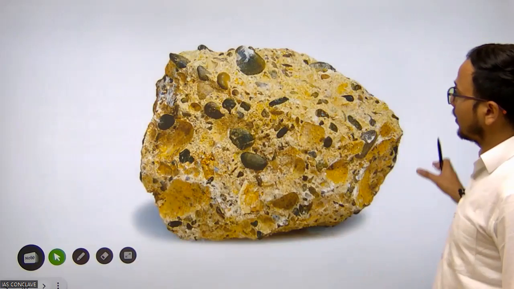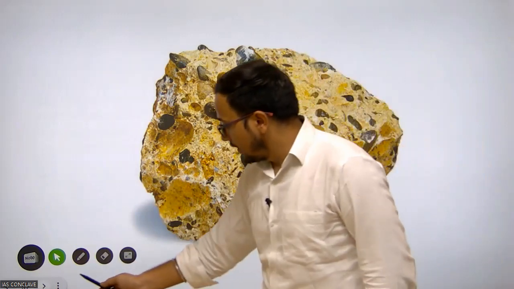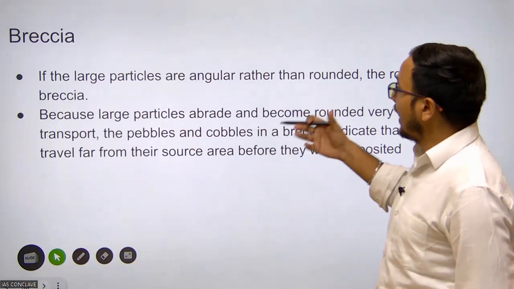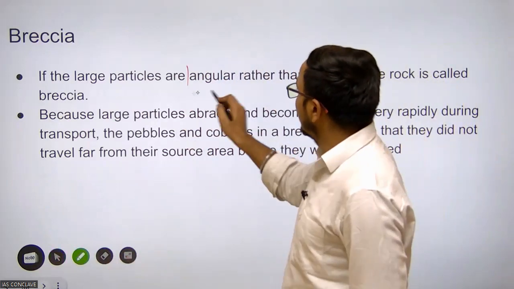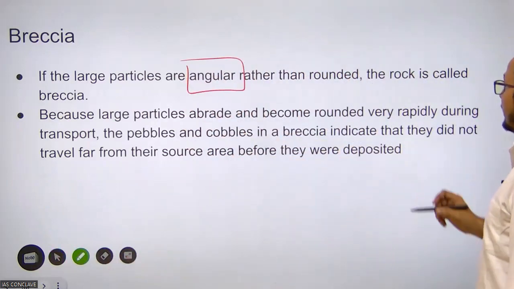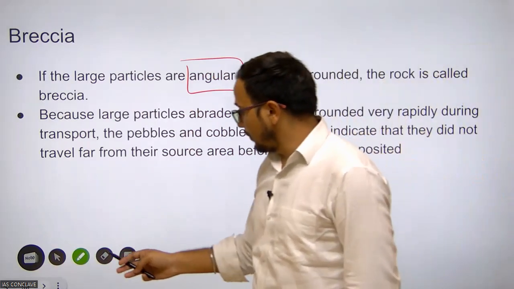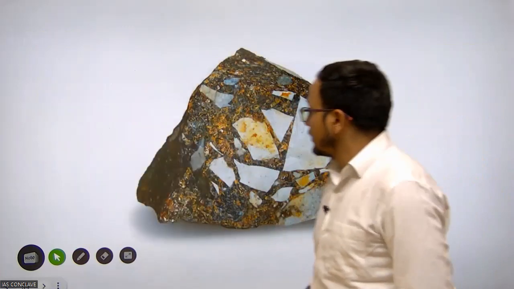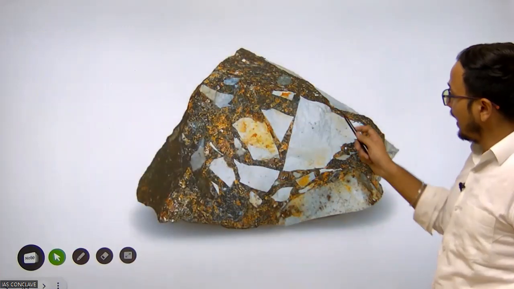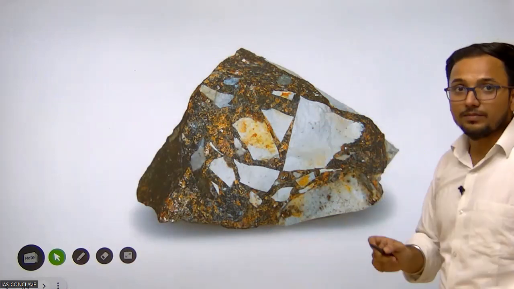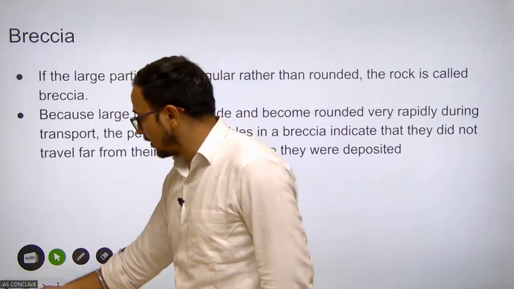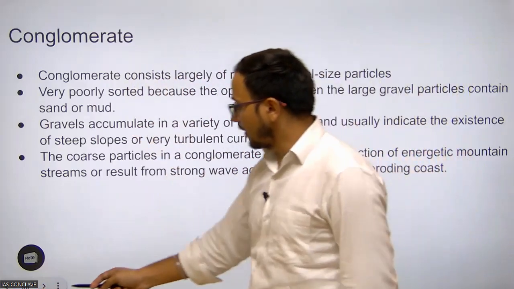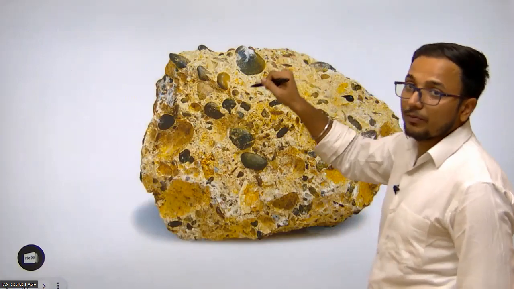So this is an example of conglomerate, as you can see. So what is breccia? If the large particles are angular rather than rounded, the rock is called breccia. If you look at this, this is an example of breccia. So breccia has angular particles, but in conglomerate, what is the particle? Rounded gravel-size particles. So you will find rounded gravel-size particles.